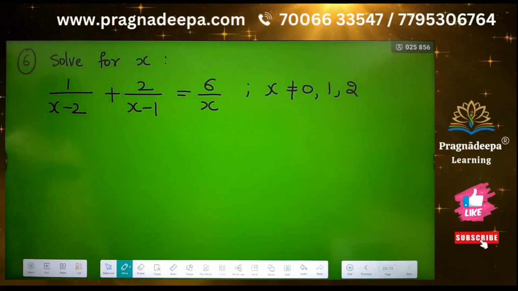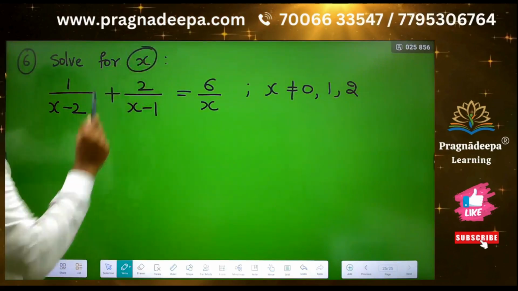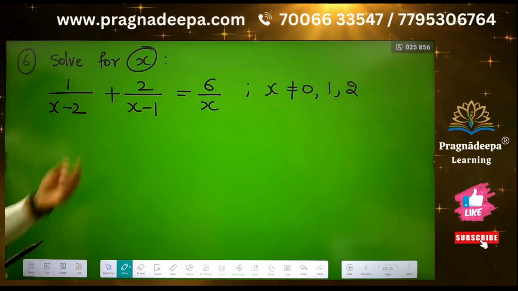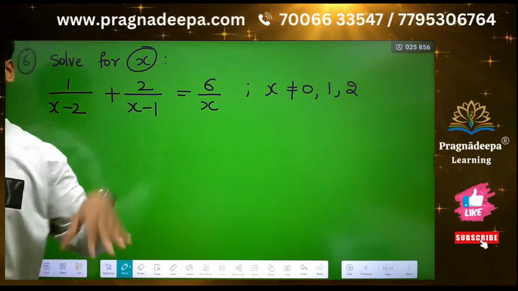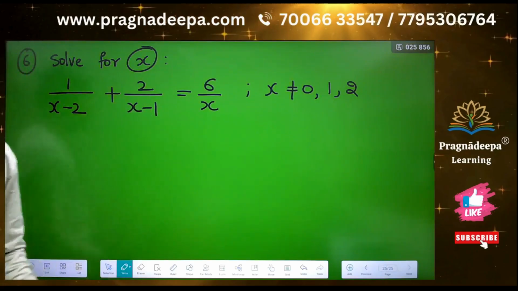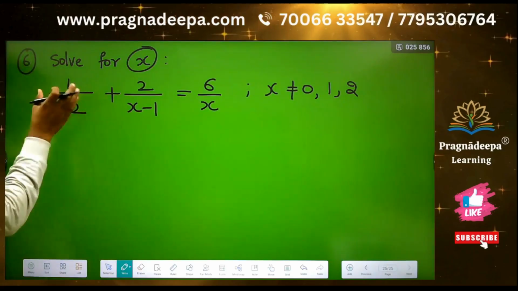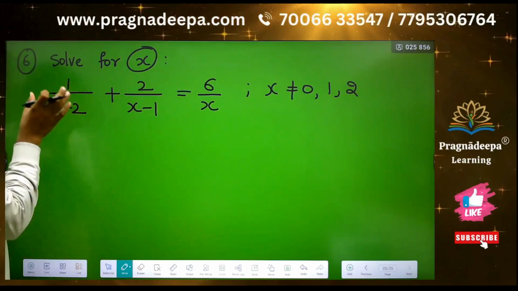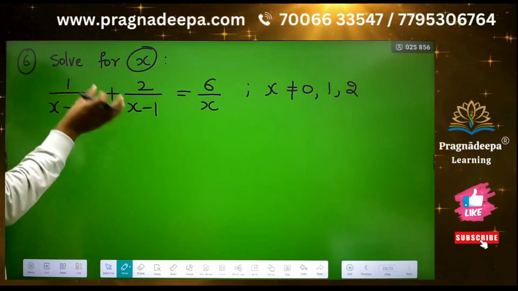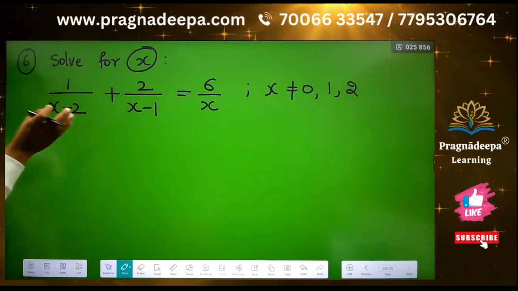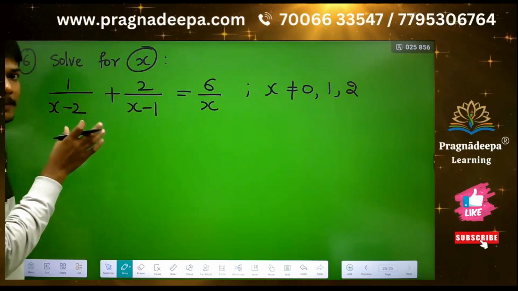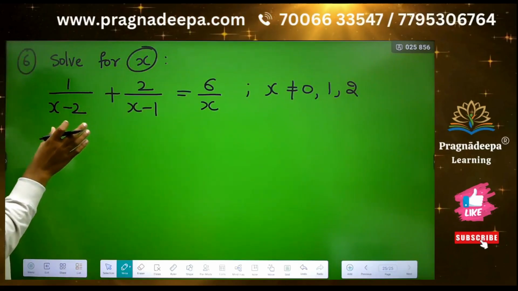So first, to solve for x, that means to find the value of x, we need to convert this equation into a quadratic equation. Whenever you have a sum of two fractions, like adding rational numbers, you need to go for the LCM method or cross multiplication method.